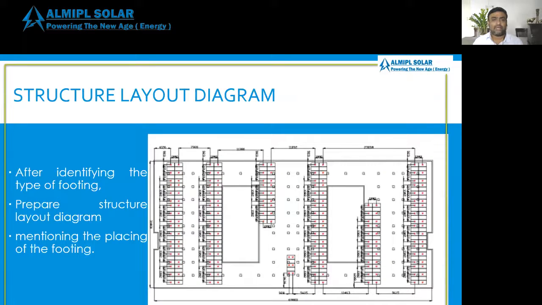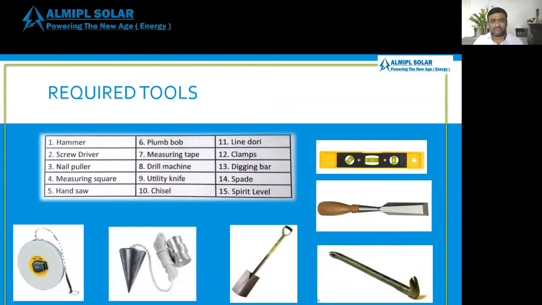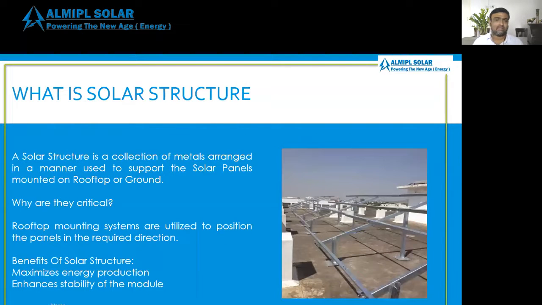Structure layout diagram. This is the diagram. After identifying the type of footing, prepare a structure layout diagram mentioning the place of the footing. What are the civil components required? Required tools: hammer, screwdriver, nail puller, measuring square, handsaw, plumb bob, measuring tape, drill machine, utility knife, chisel, line dori, clamps, digging bar, spade, spirit level. These are the things commonly used.